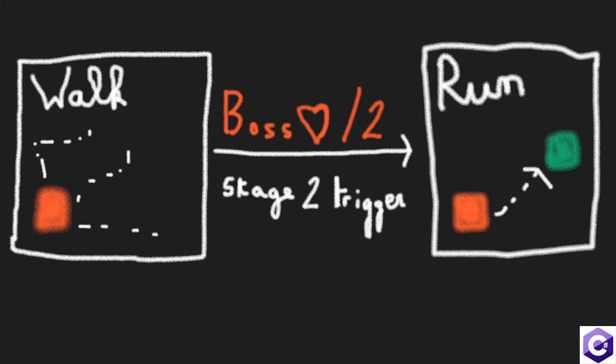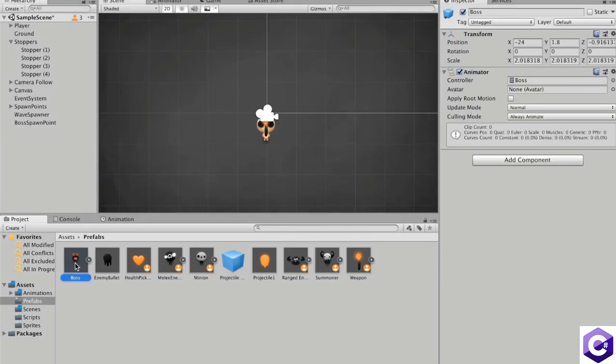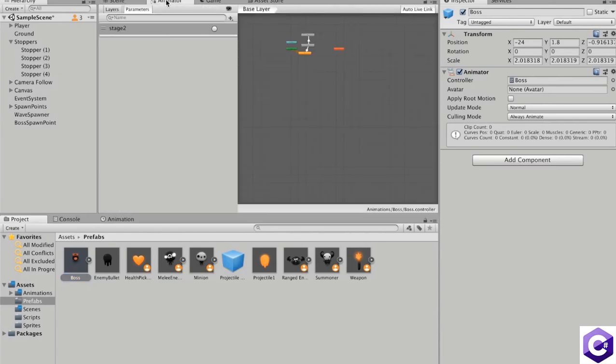Alright, so in this video, we'll create the patrol state. Basically, there will be patrol points scattered all around the map. The boss will choose a random patrol point and move towards it. When he reaches near enough to that point, he will choose another one, and so on. I will select the boss prefab and open up the animator window.